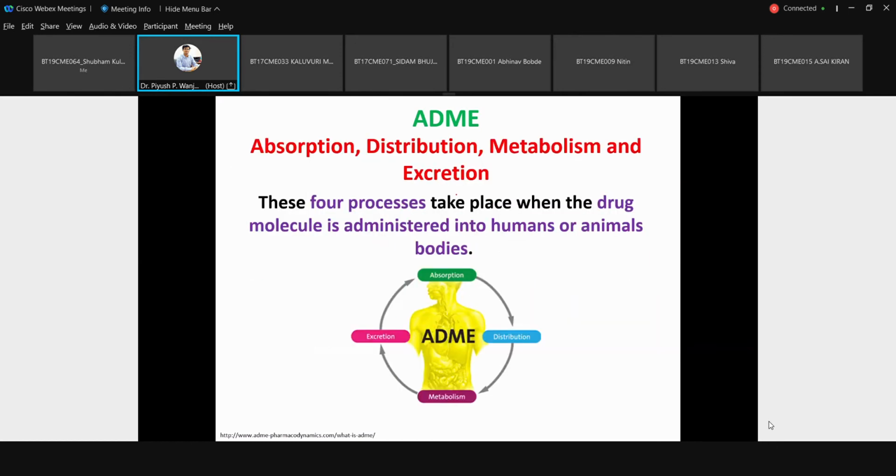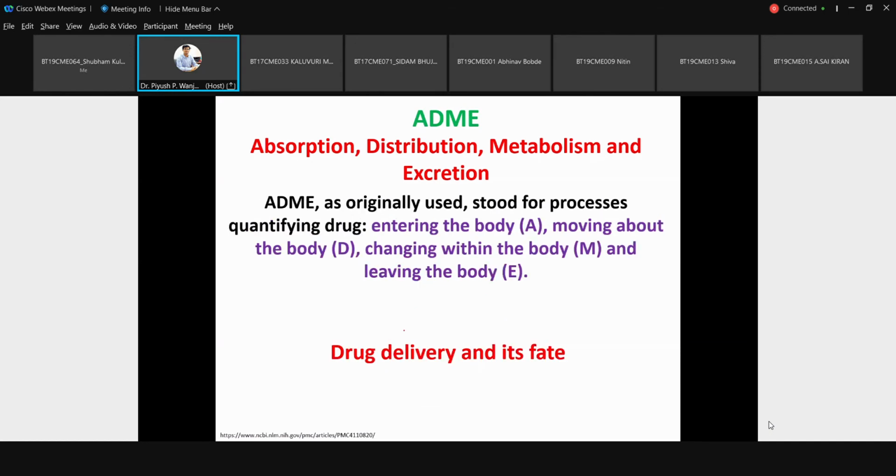So what is this ADME? I mentioned to you absorption, distribution, metabolism, and excretion. These are the four things that you can consider for anything you are taking inside your body. So ultimately it has to be absorbed, distributed, then metabolism, and then excretion should happen.